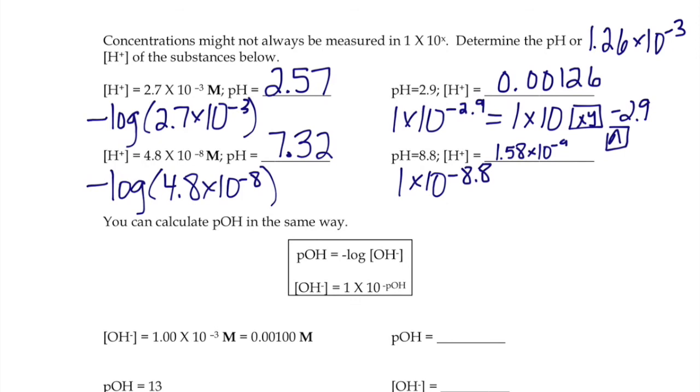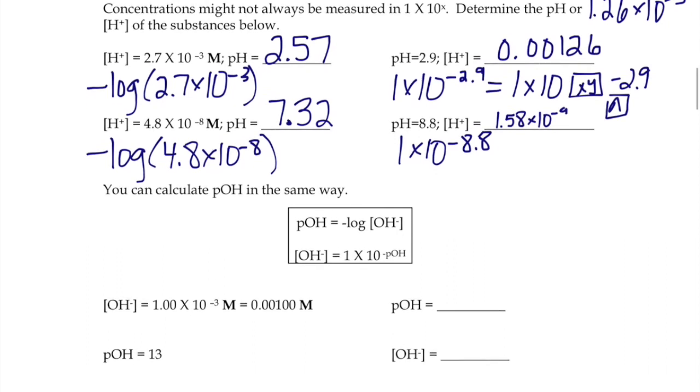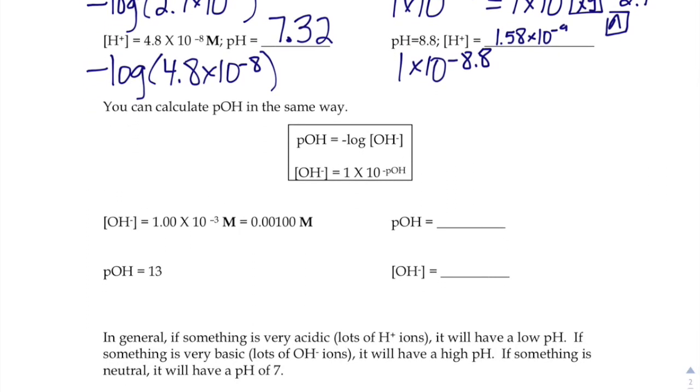Okay. So the OHs work the exact same way as the Hs do, exactly the same. We're just solving for OHs instead of Hs, or pOHs instead of pHs. So if they tell you the OH is 1 times 10 to the negative 3, the pOH is 3. Or if the pOH is 13, it's 1 times 10 to the negative 13.